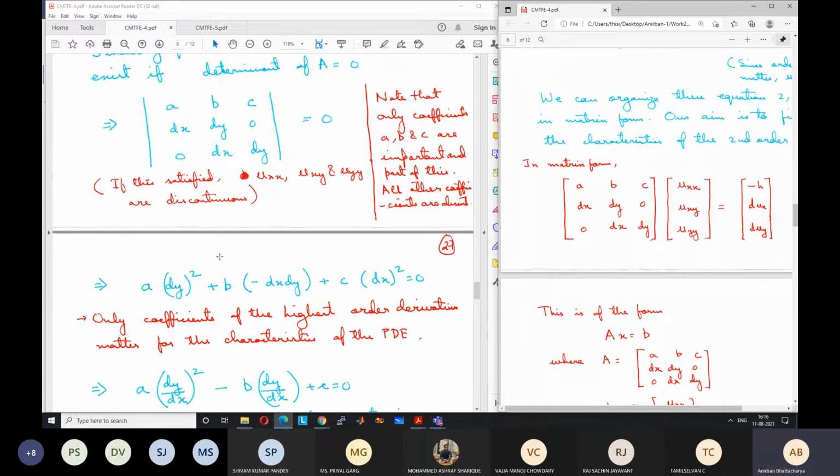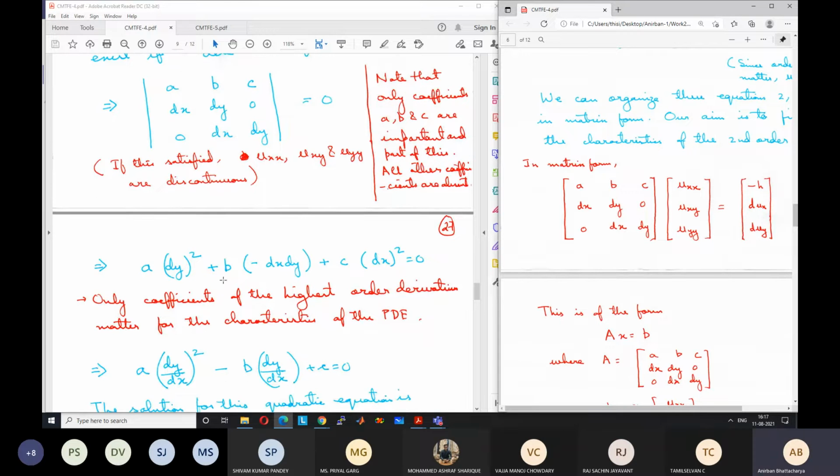So let us equate this to 0. So A into dy square minus 0, plus B into 0 minus dx dy, plus C into dx square minus 0 into dy. So C into dx square equal to 0. So this is when the determinant is 0. Again, only coefficients of the highest order derivatives matter for the characteristic of the PD.